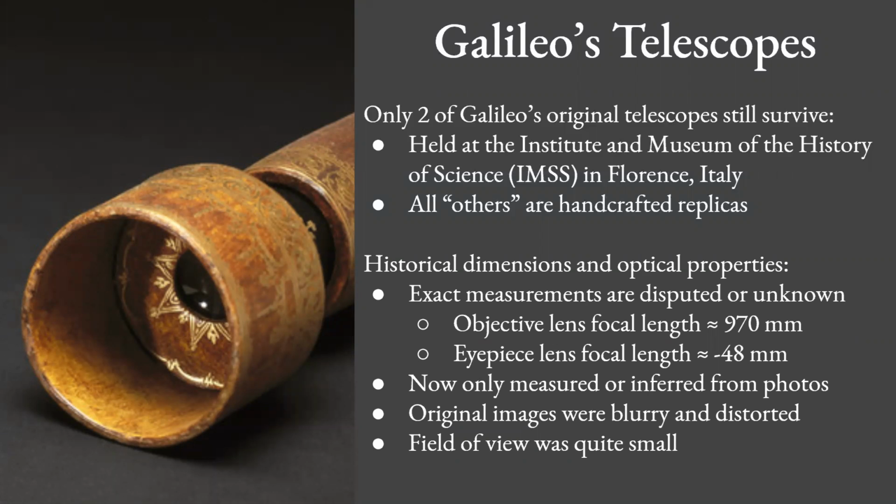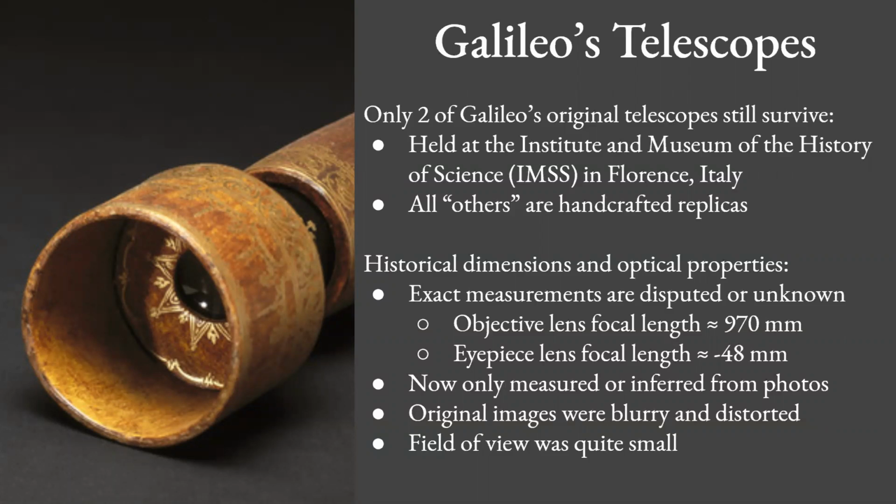We do have these 2 originals, but because they're so fragile, you're not even allowed to touch them anymore. So if you want to actually measure them, you basically have to take a picture of them and infer how long they are, how wide they are. We don't even really have good numbers on the actual lenses. We have an objective lens from one of those telescopes, and we have an eyepiece lens from the other. So we don't even have 2 lenses from the same telescope.